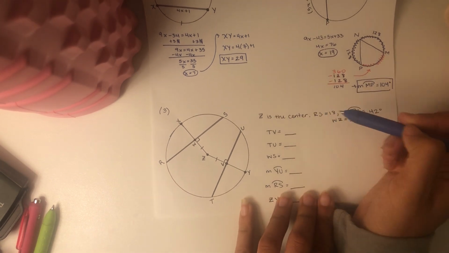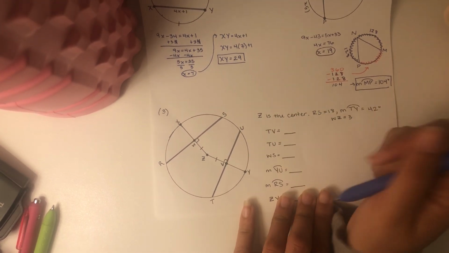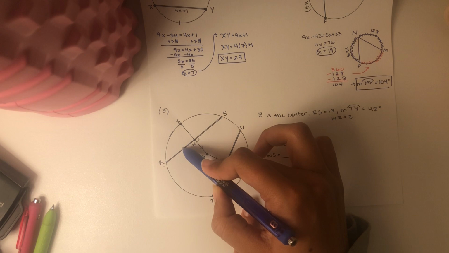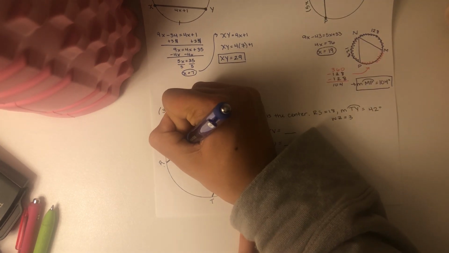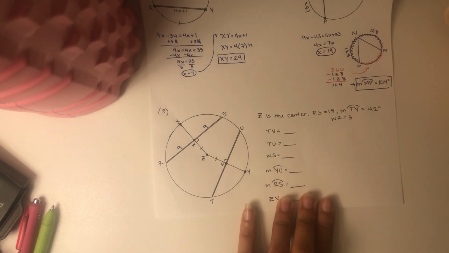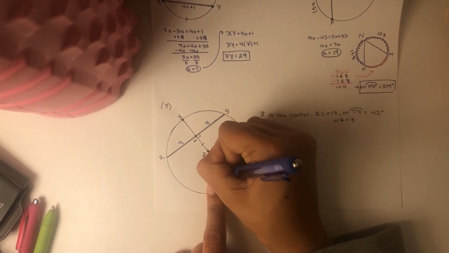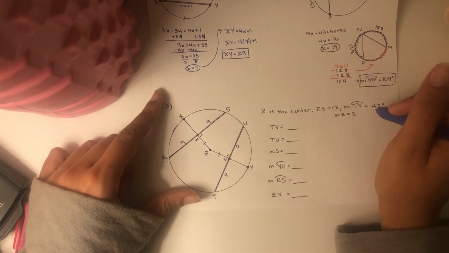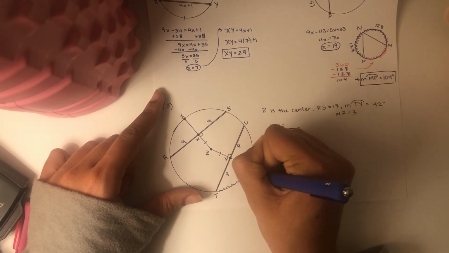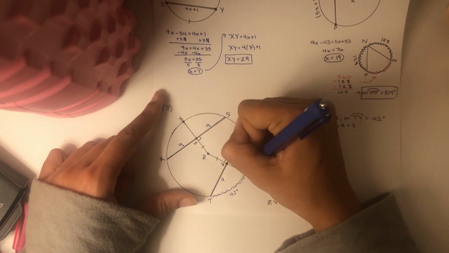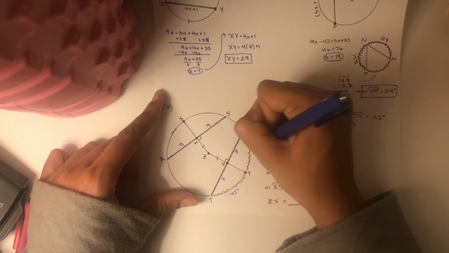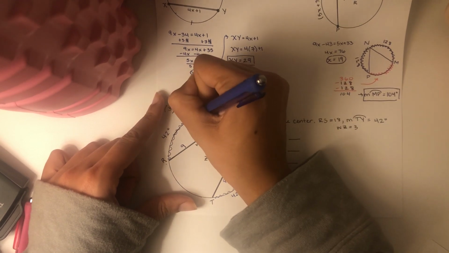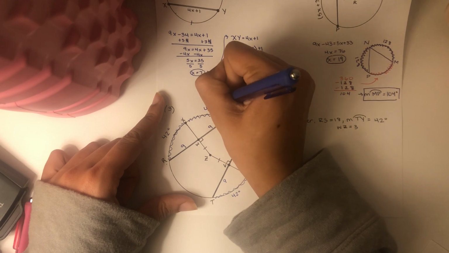All right, so Z is the center, cool. R to S is 18. If this whole thing was 18, would I know about this and this? 9 and 9, which also means that this is 9 and 9. All right. T to Y was 42. So this right here was 42 degrees, which means that this is 42 degrees, which means that this over here is 42 degrees, and this over here is 42 degrees.